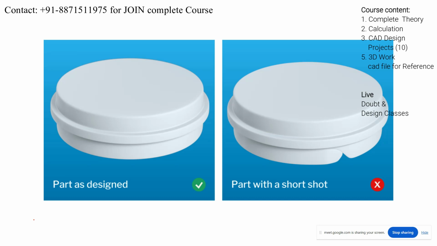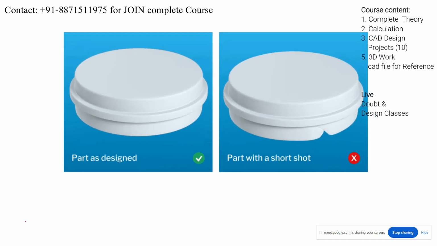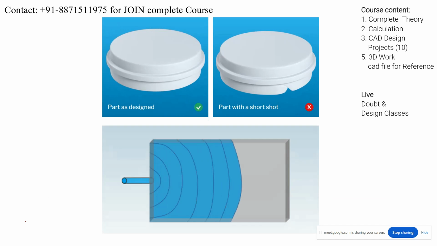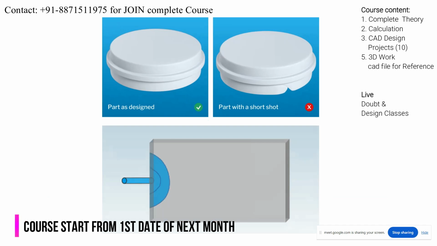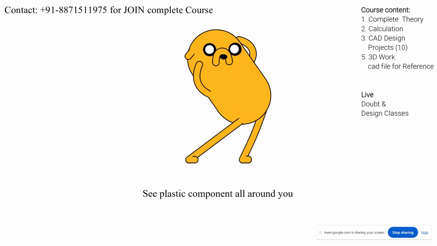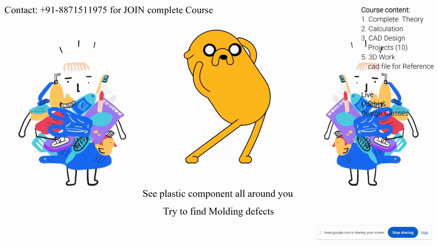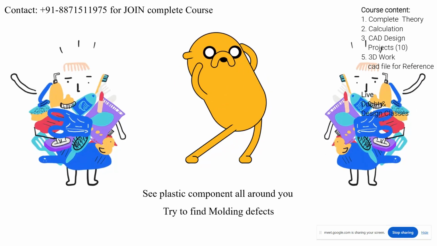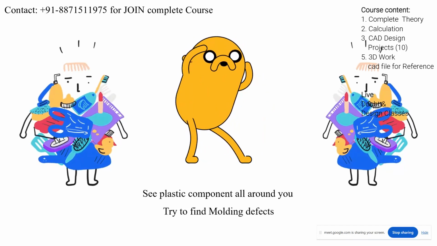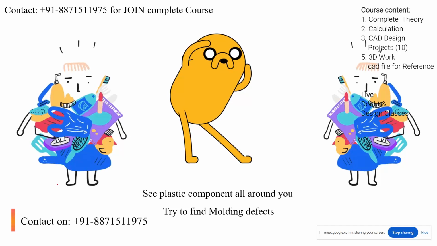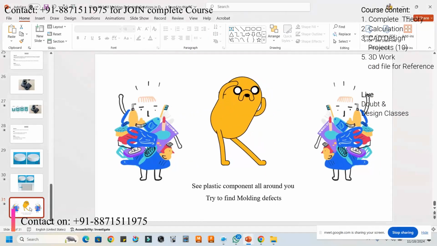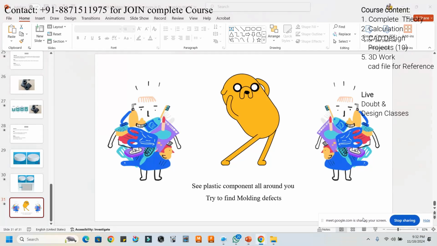See here, this is the part with the short. Understood? See, this is happening here because of the high viscosity. So you can look at the components all around you and try to find molding defects. For example, if you have a component, you can find the weld line there, and you can find any type of defects in the plastic component, right? You can see this type of defects, so you will have good practice about that.